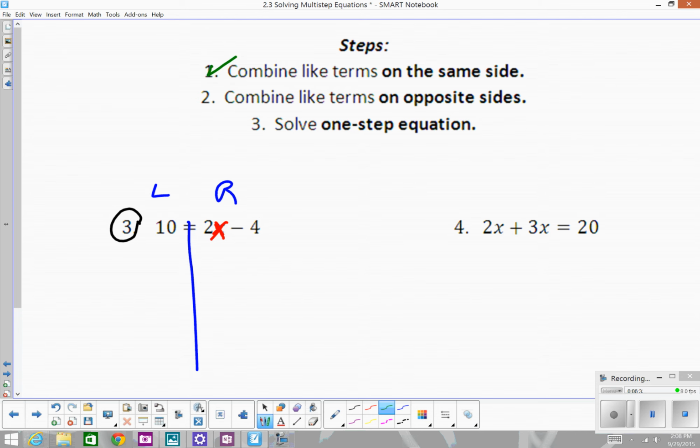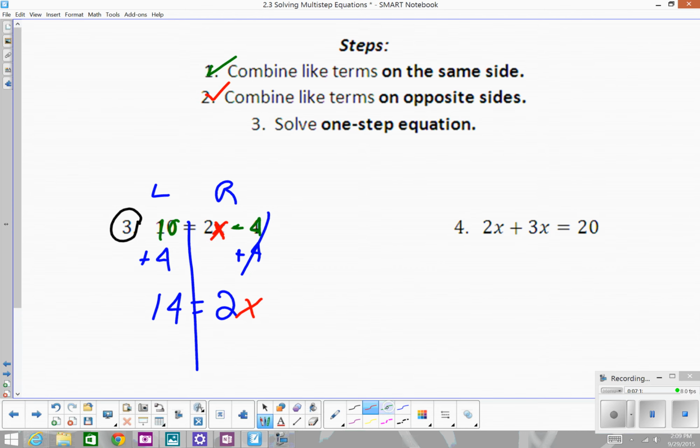Step 2, I want to combine like terms on opposite sides. So right now I have a -4, and I have a 10. Now, I want to move my numbers to the left side because my variable's on the right side. When it crosses that equal sign, that sign is going to change to a positive. Adding 4 to both sides, I have 10 plus 4 is 14 over here. When I simplify, that cancels out, and I'm left with 2x.